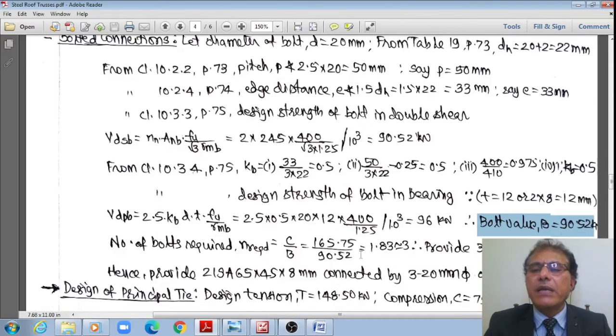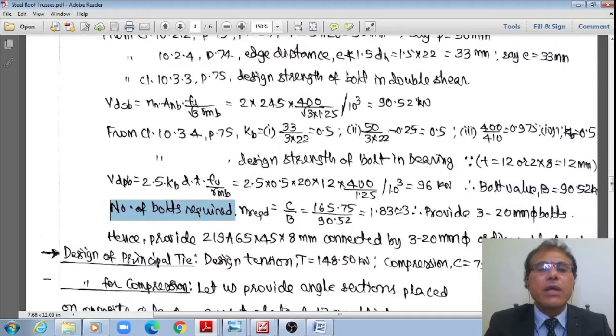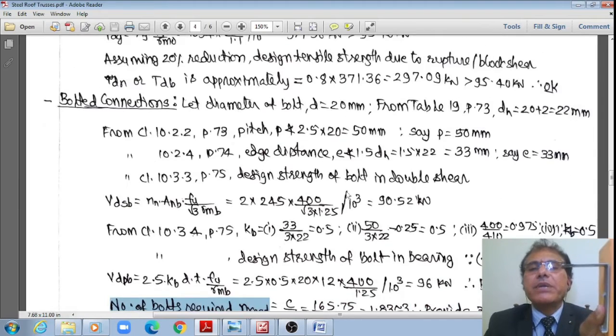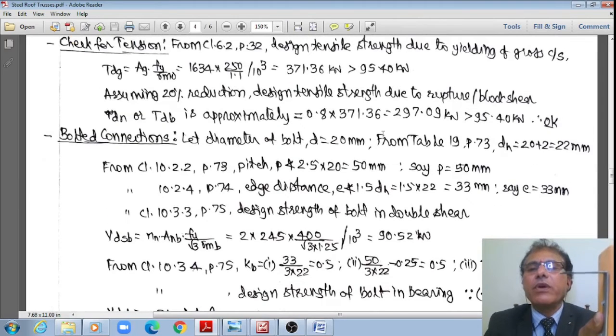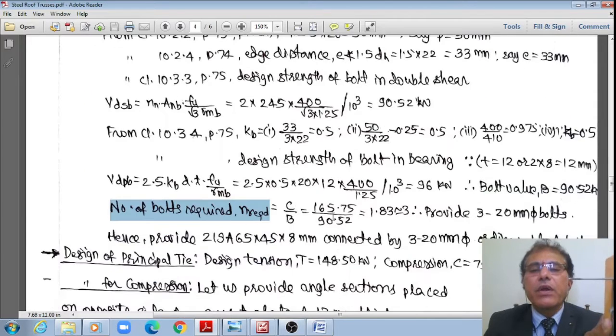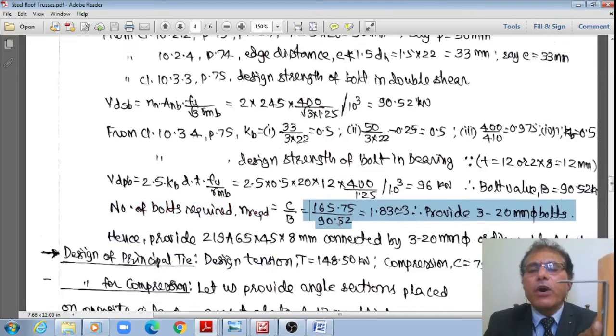Therefore, 90.5 in double shear will govern the design. Therefore, the number of bolts required to connect this to the gusset plate is either for compression or tension, whichever is maximum. However, we have seen that the compression force is large compared to the tension force. Therefore, I'll recall that as the design force, 165 divided by the bolt value. It works out to, say, 1.83.